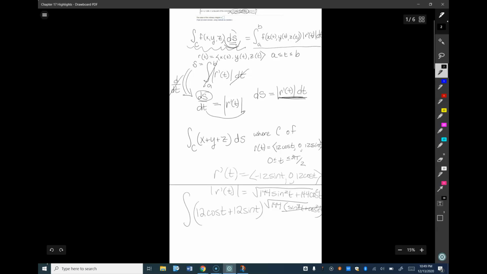Then this is just equal to 1, and we really just have the square root of 144, which is 12, and dt. And our t values were 0 to 3 pi over 2. 12 cosine t plus 12 sine t times 12 dt. Now this is the integral that we need to solve.